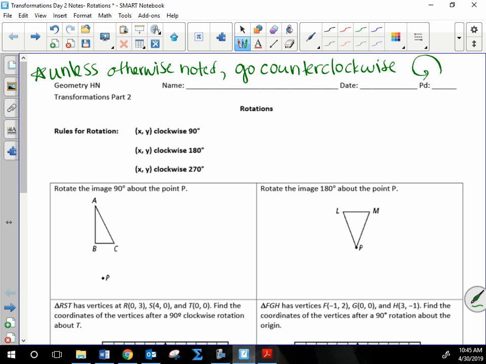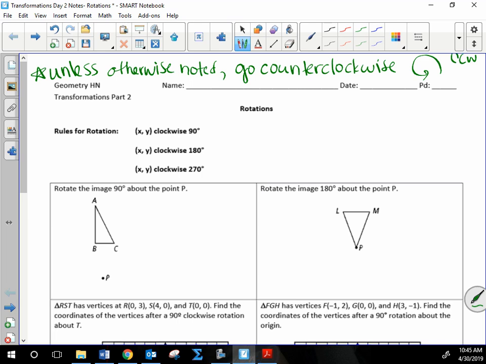Unless they tell you otherwise, go counterclockwise. So if it just says rotate 90 degrees, that means 90 degrees counterclockwise. You'll see me use CCW to represent counterclockwise. Guess what CW represents? Clockwise. So for example, where it says rotate the image 90 degrees, that's 90 degrees counterclockwise.